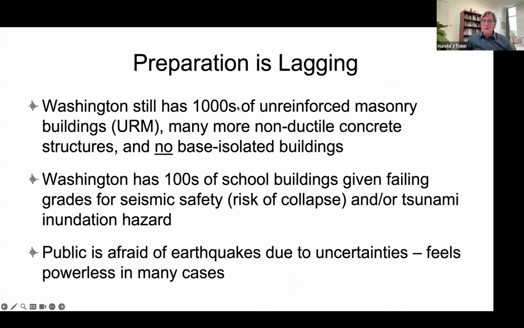Unfortunately, we still have thousands, actually about 1,000 just in Seattle, but many thousands across the state, and certainly including in your communities, of unreinforced masonry buildings called URMs. Also older concrete buildings that don't have enough steel rebar in them. Those are just generically called non-ductile concrete, ones that will crumble rather than bend and flex during earthquakes.